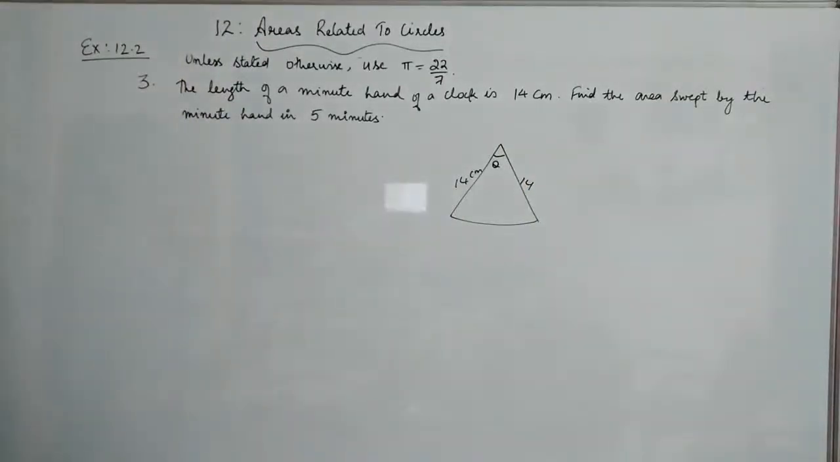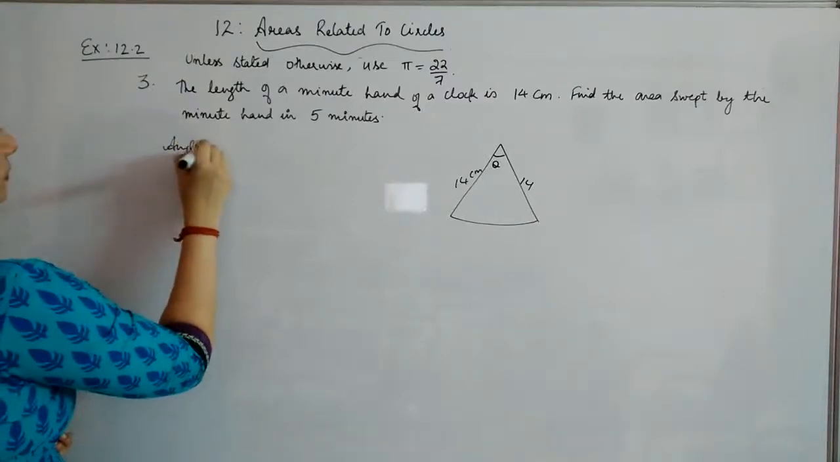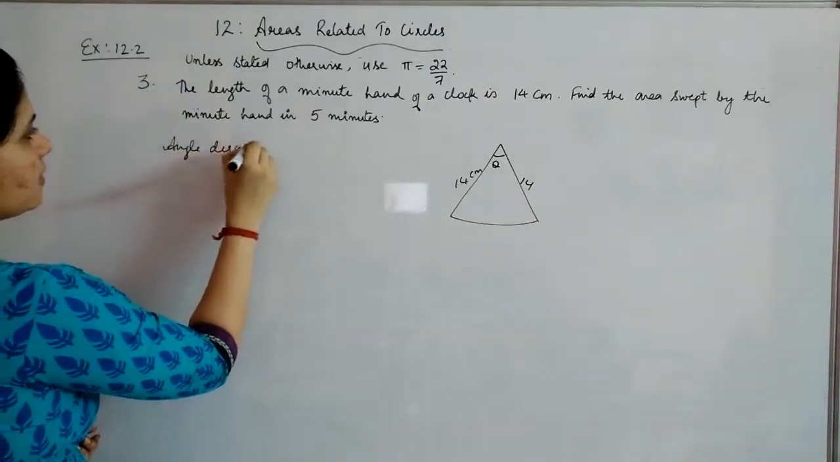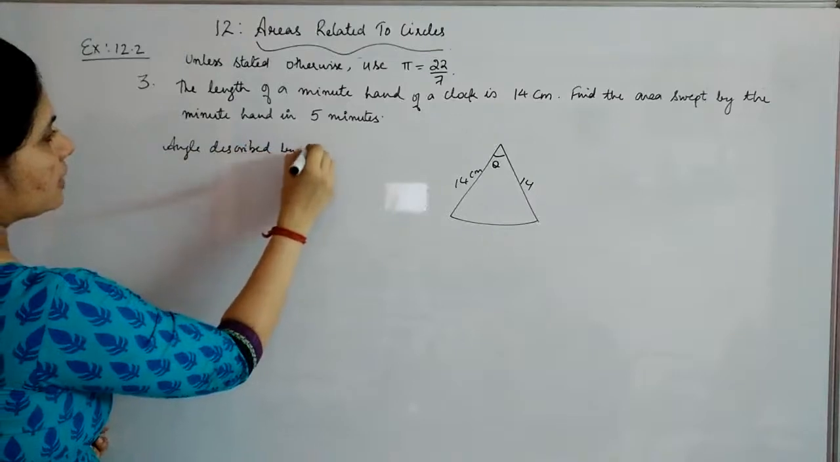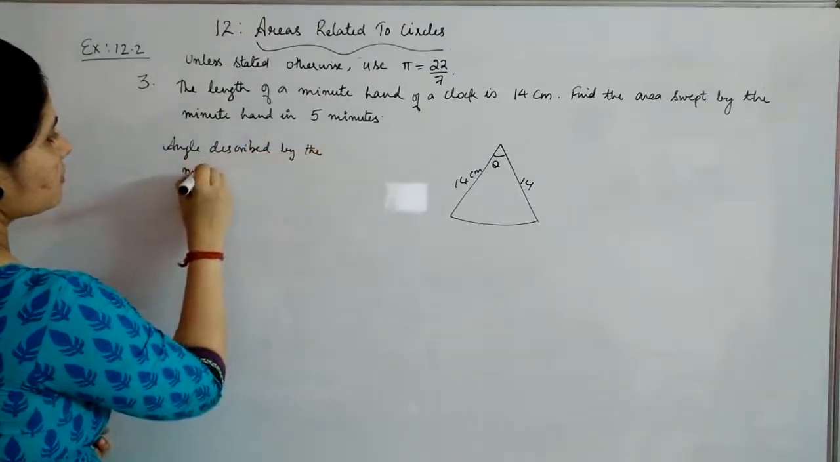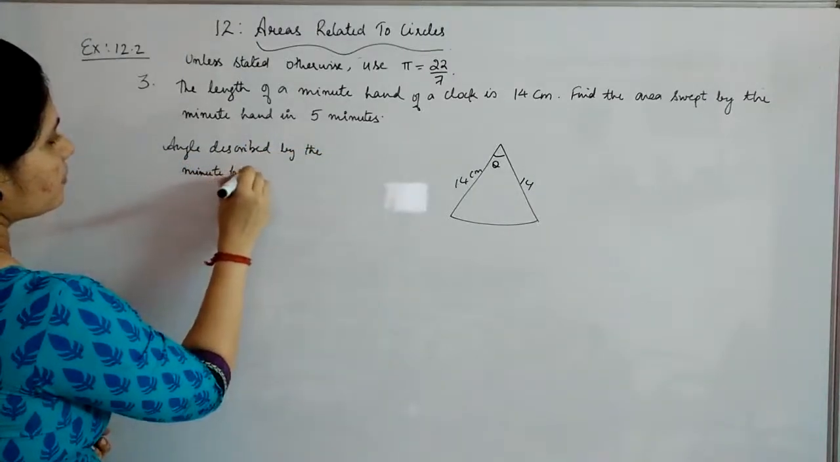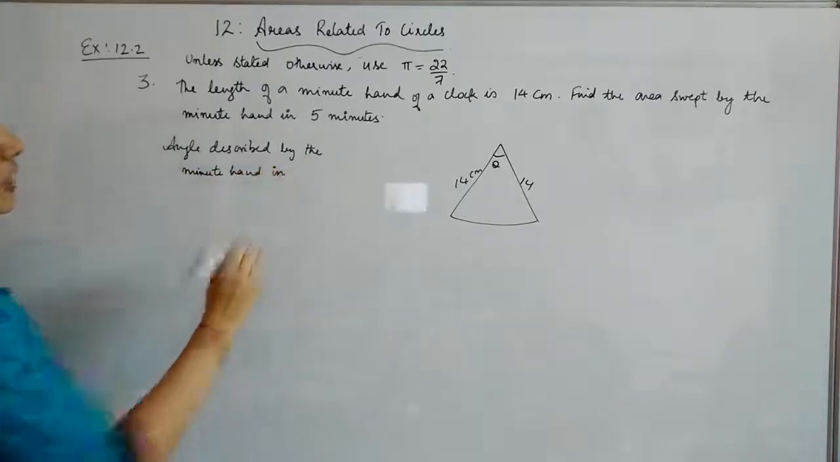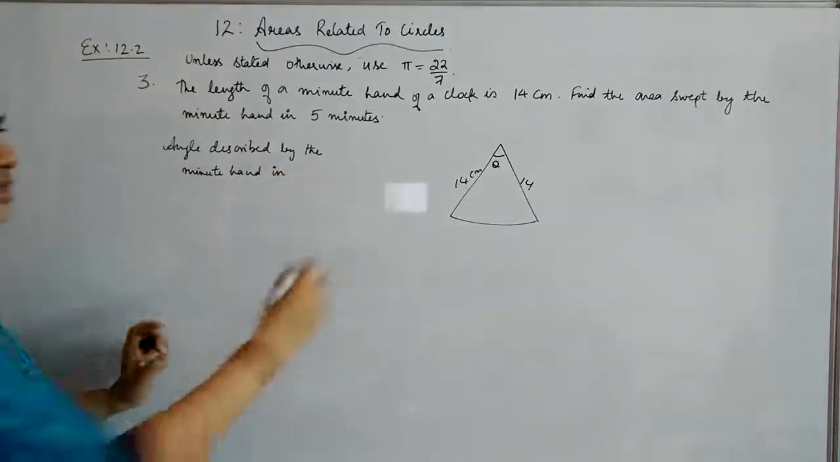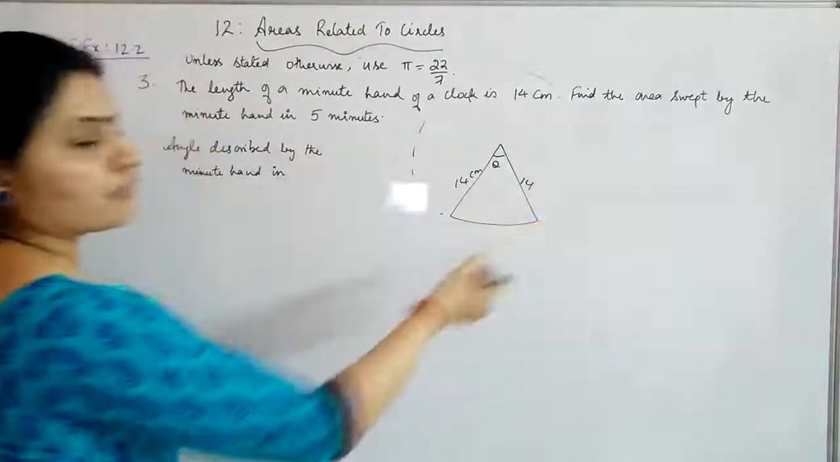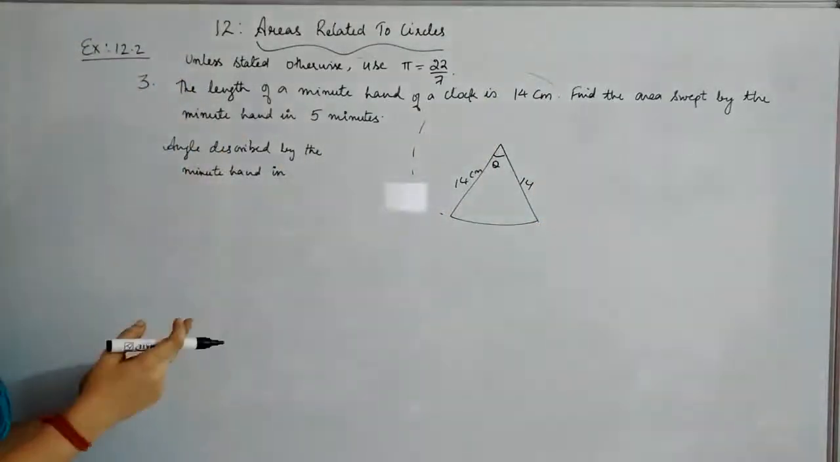Okay, for that the concept is, we have to find out the area swept by the minute hand in 5 minutes. So first we can say that the angle described by the minute hand in 1 hour. In 1 hour means the total circle, right? In 1 hour will be 360 degrees.